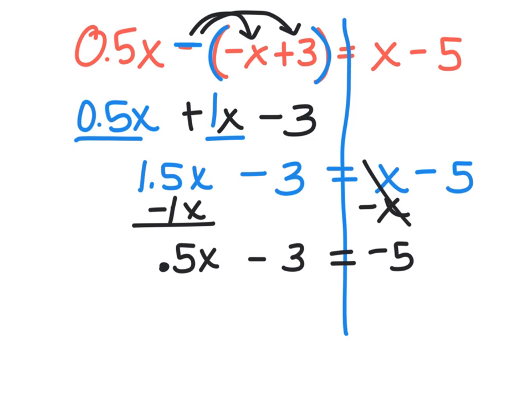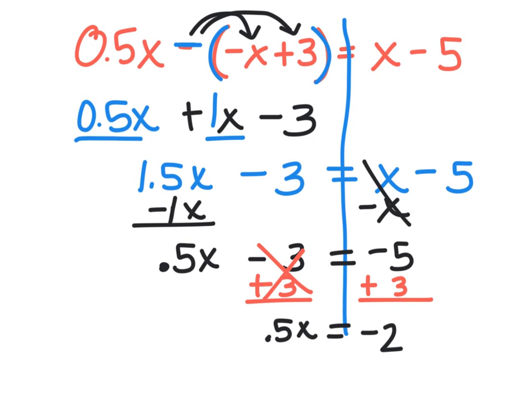Okay, my next step is I'm going to add 3 to both sides so I can get the x by itself. So that cancels. Over here, I have negative 5 plus 3, which gives me negative 2 equals 0.5x. Now, the last step, which isn't real difficult, it's the same as any other time we do this, is you divide by whatever's with the x. Well, it's 0.5, so I'm going to divide by 0.5.